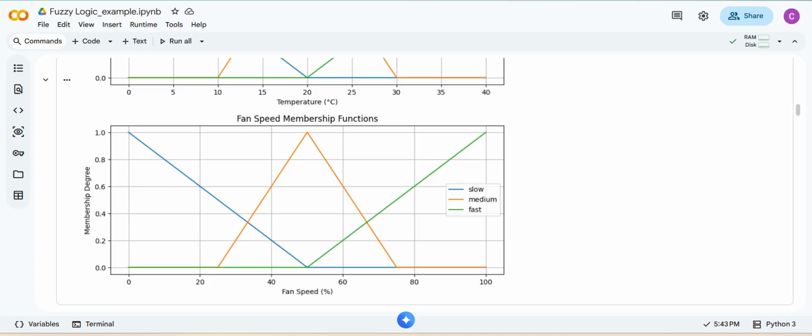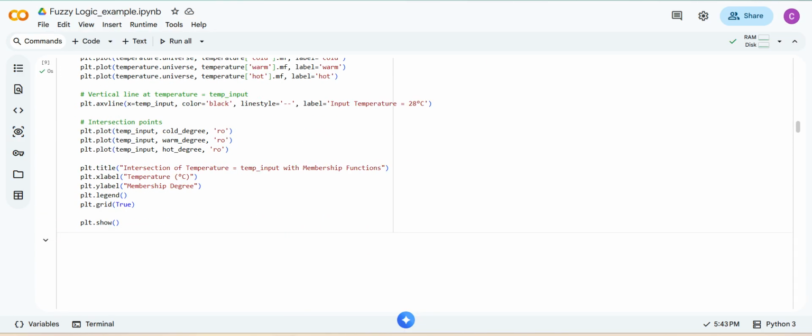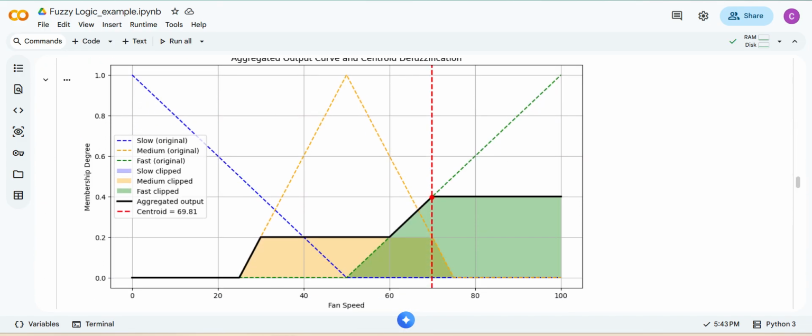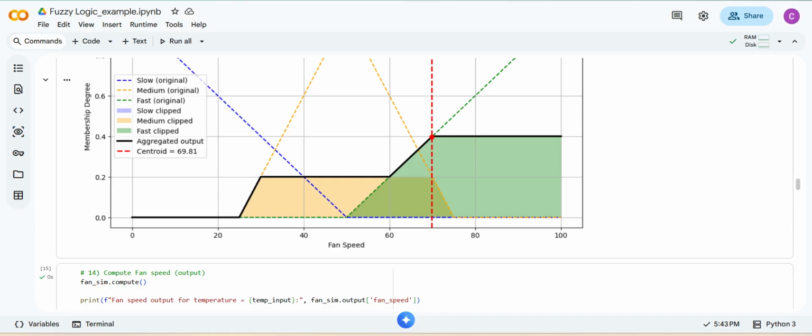Similarly, the slow triangle, obviously, is to be clipped at 0, and the last triangle is clipped at 0.4, right? So that is what you can see here, I'll just share the output. Yeah, see. So the clipping is shown here clearly. Okay, this is the clipping, right? The cold one is clipped at 0, medium cold or fan speed slow is at 0, medium is clipped at 0.2, and fast is clipped at 0.4.